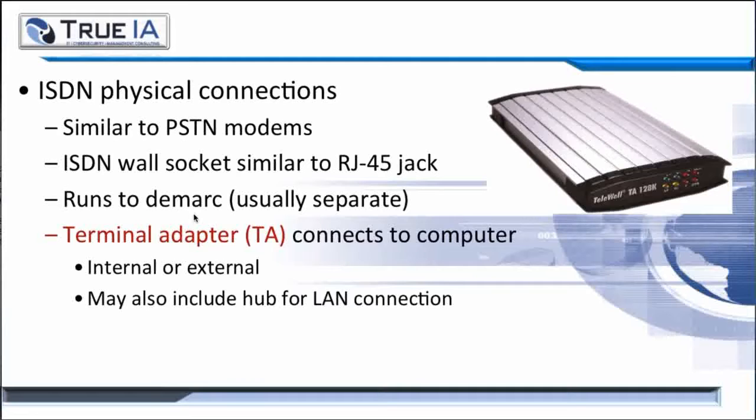So the actual physical connection is very similar to the plain old telephone system. However, the ISDN wall socket is more similar to an RJ45 than an RJ11. This runs to your DMARC, to what's identified as the terminal adapter, or the TA. That is what connects to your computer. From there, it may possibly even include a hub for LAN connection.